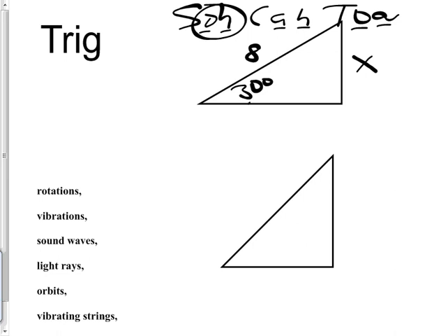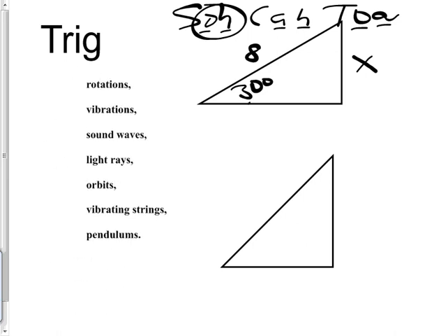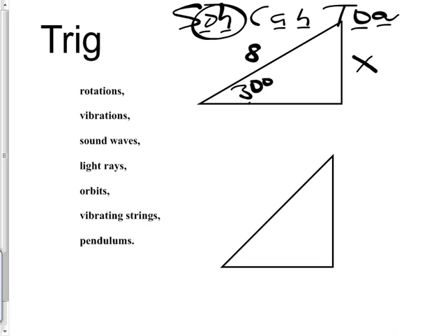Now what we teach you how to do in this kind of trig, to be able to handle all these real world applications of trig: rotation, vibration, sound waves, light rays, orbits, vibrating strings, like when you pluck a guitar string, a pendulum swinging back and forth, all these kind of things. To get a little more advanced in trig, we need to be able to go beyond 90 degrees.